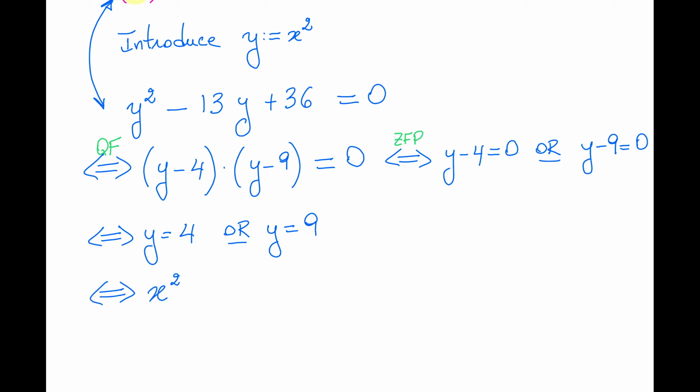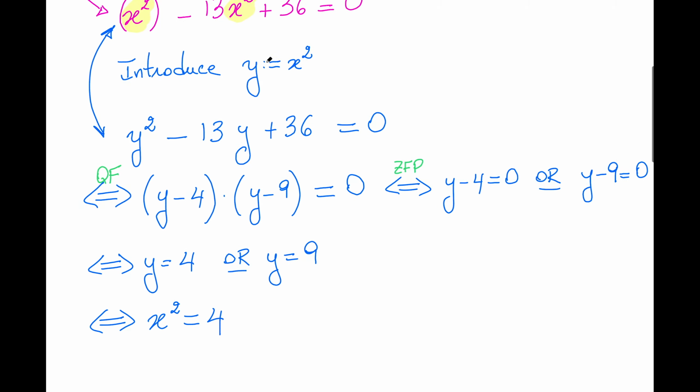Means x squared is equal to 4. Why? Because look, x squared is y, right? So if y is 4, this is the same thing as x squared being 4, or x squared being 9, right? Makes sense? So what happened here?